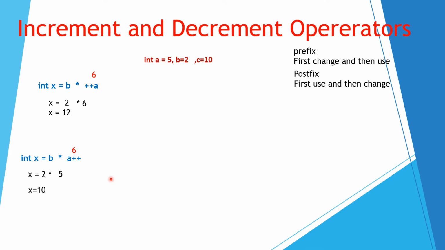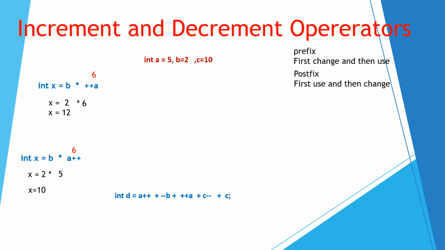So see the difference. In prefix, first of all we change it, a will become 6, and then we use it. That means the changed value and the used value are the same. And in postfix, first you use the original value. That means we take 5 and then only you do the change. That means 2 * 5, it is 10.